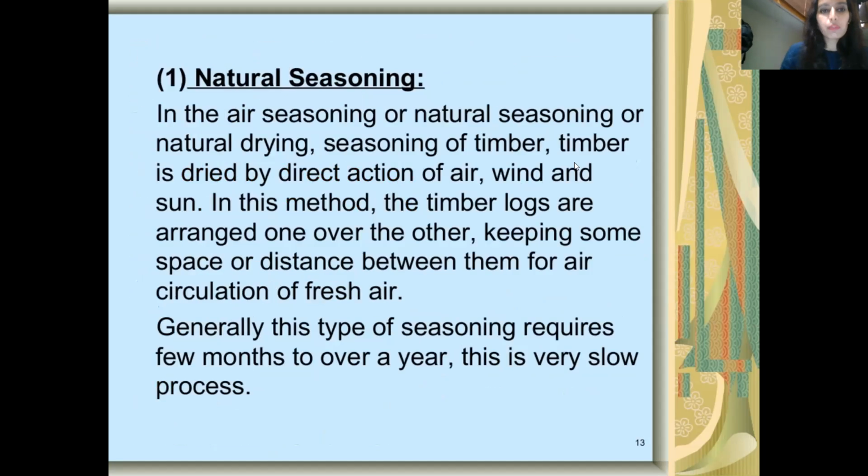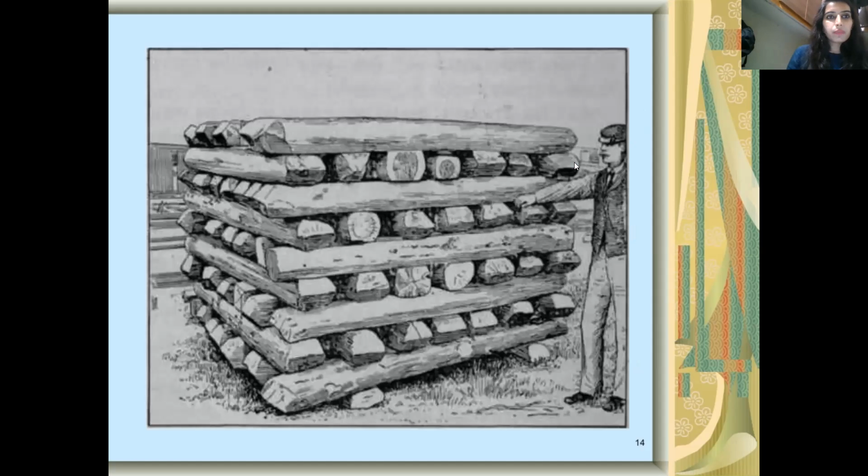First one, natural seasoning. In air seasoning or natural seasoning, the drying of timber is done by the direct action of air. In this method, the timber blocks are arranged one over the other, keeping some space between them for circulation of fresh air. This is a very slow process. In this figure, natural seasoning is shown.